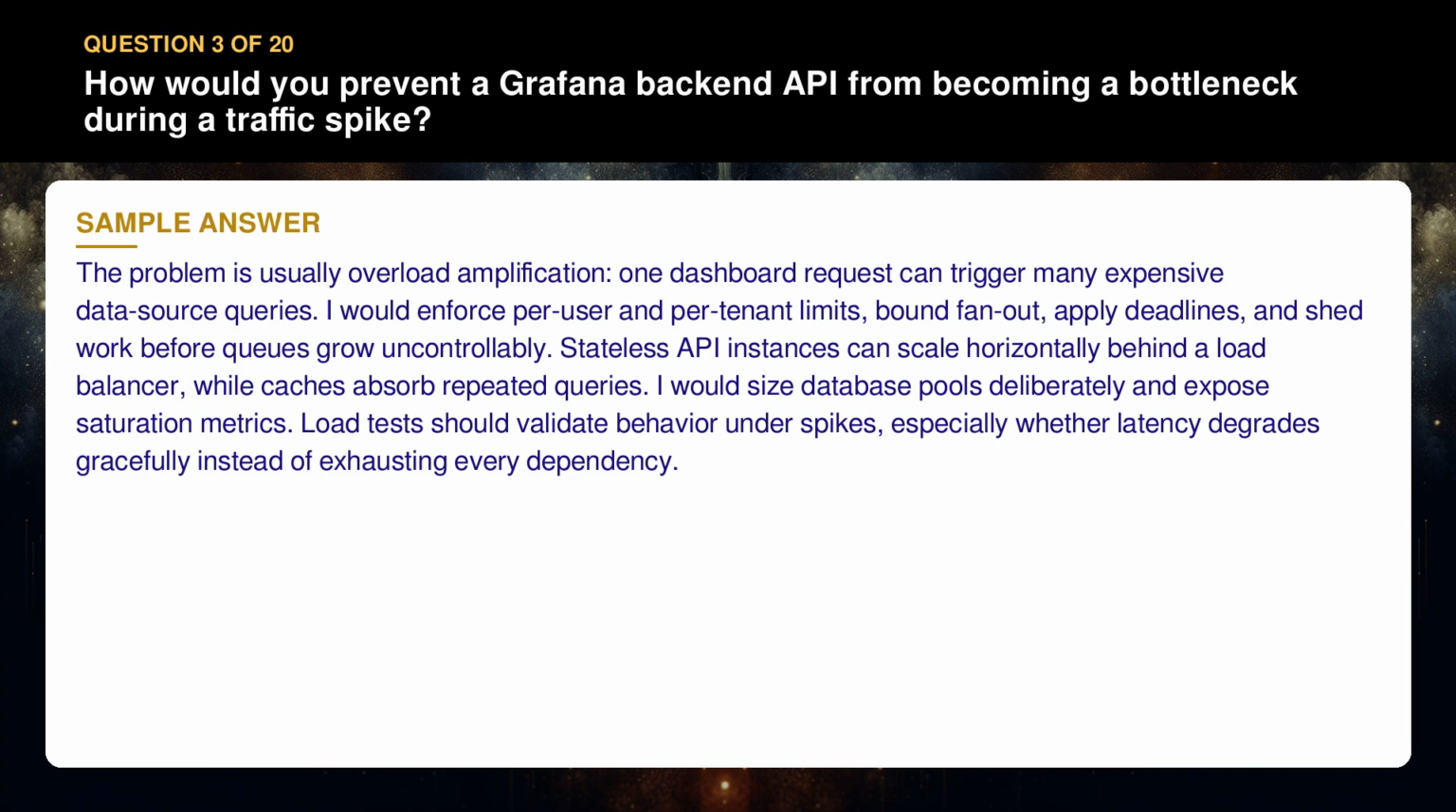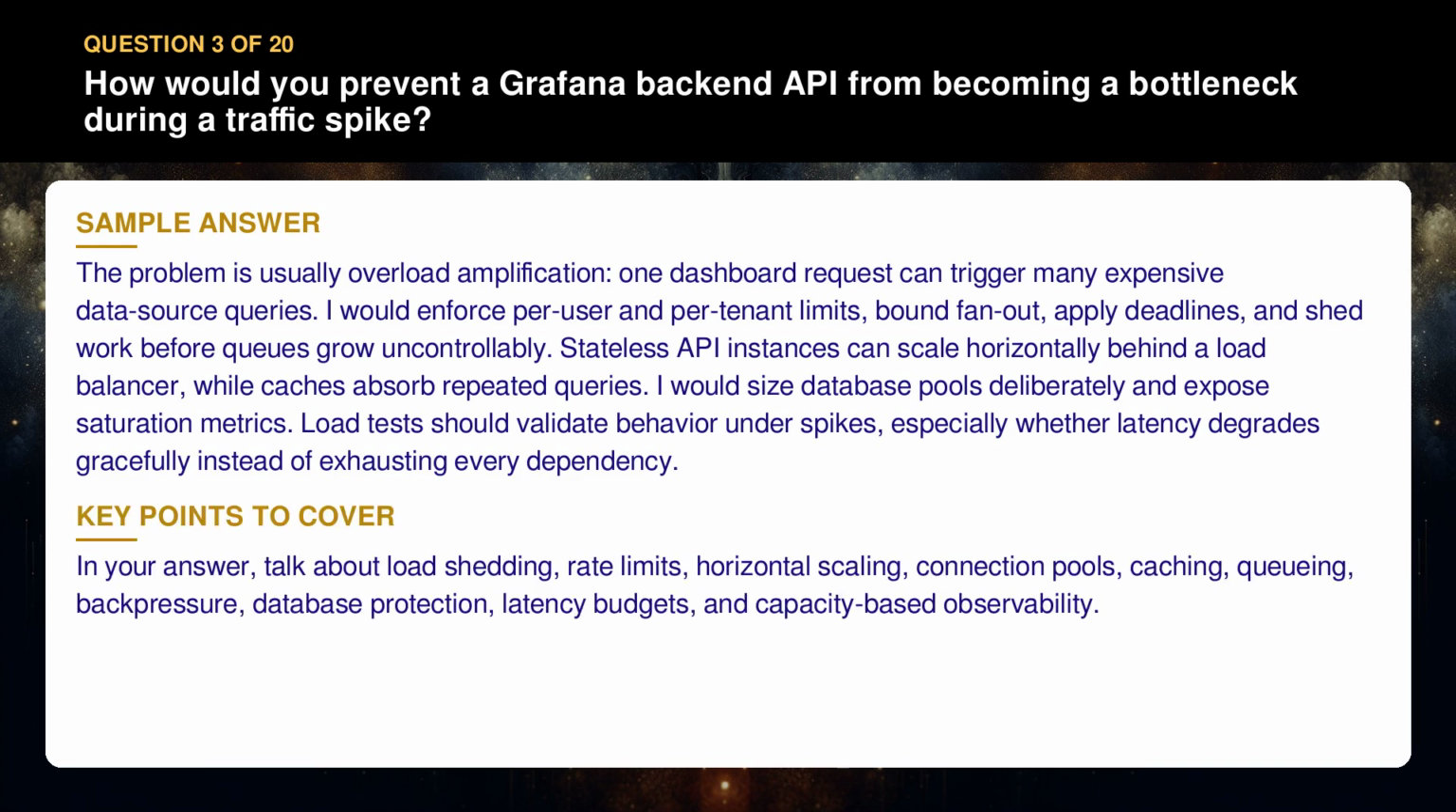Stateless API instances can scale horizontally behind a load balancer, while caches absorb repeated queries. I would size database pools deliberately and expose saturation metrics. Load tests should validate behavior under spikes, especially whether latency degrades gracefully instead of exhausting every dependency. In your answer, talk about load shedding, rate limits, horizontal scaling, connection pools, caching, queuing, backpressure, database protection, latency budgets, and capacity-based observability.